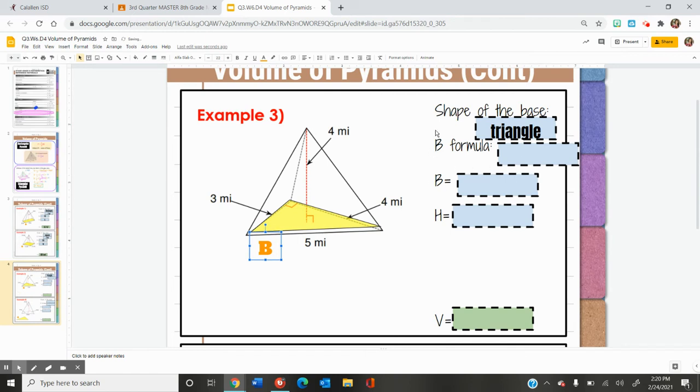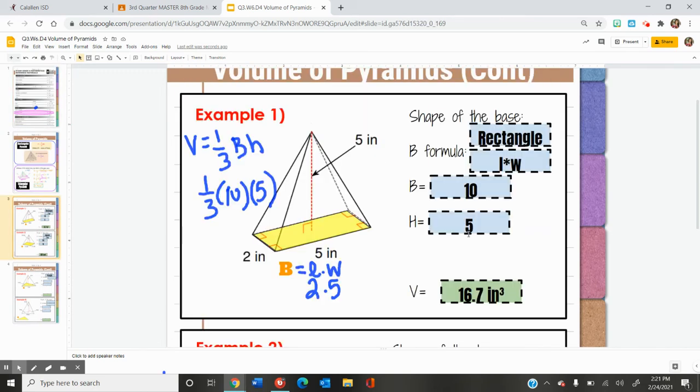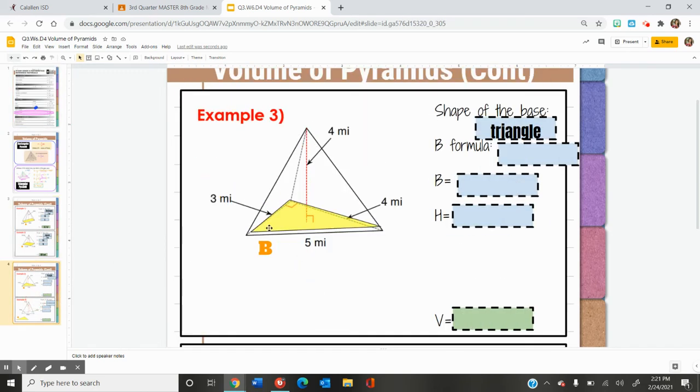Now it's asking me for the formula for B. And again, B stands for area of your base shape. Now your base shape is a triangle, so the area of a triangle is area equals 1/2 base times height. So here is 1/2, times base times height. So now let's go ahead and find the area of my base.